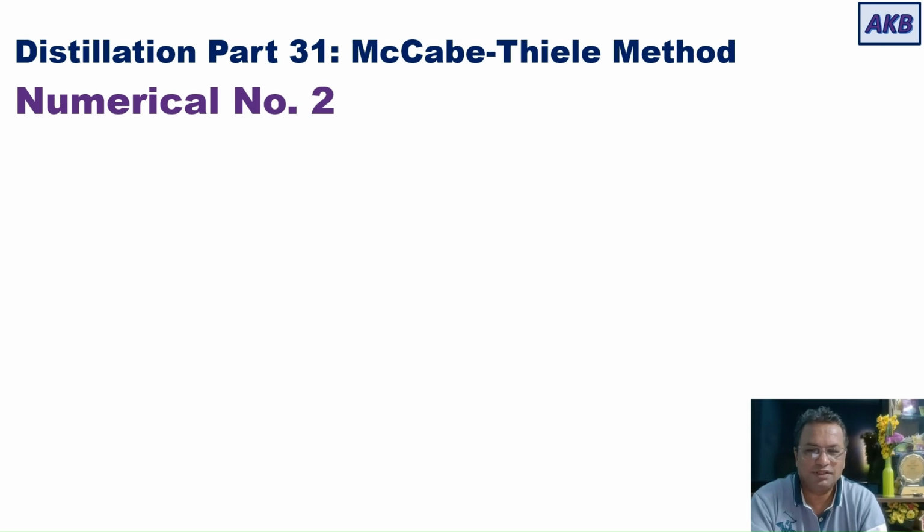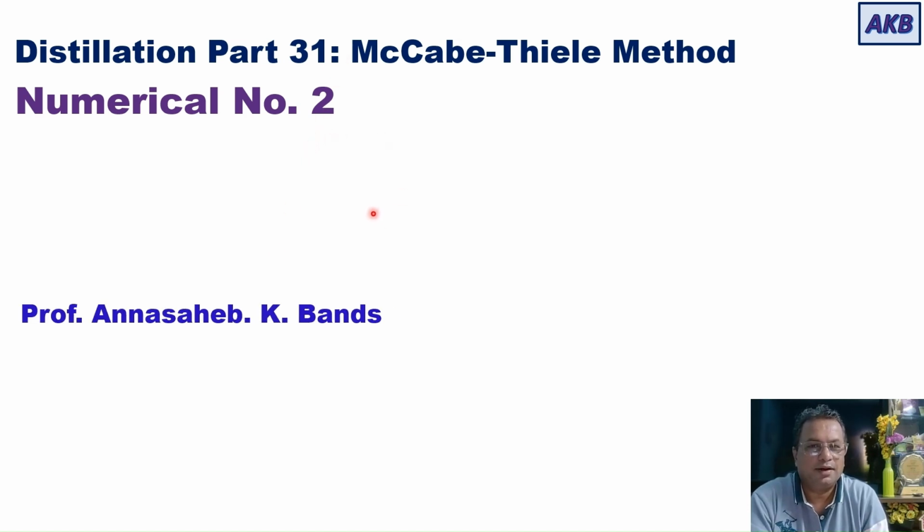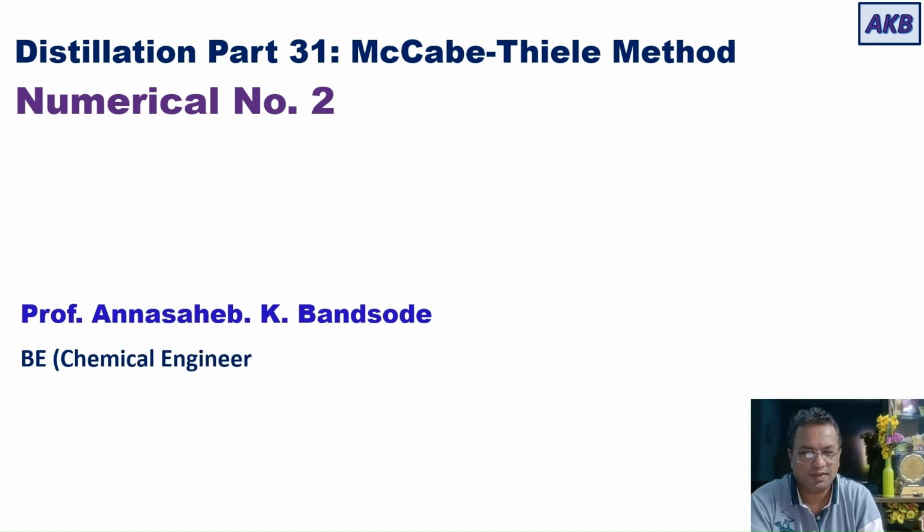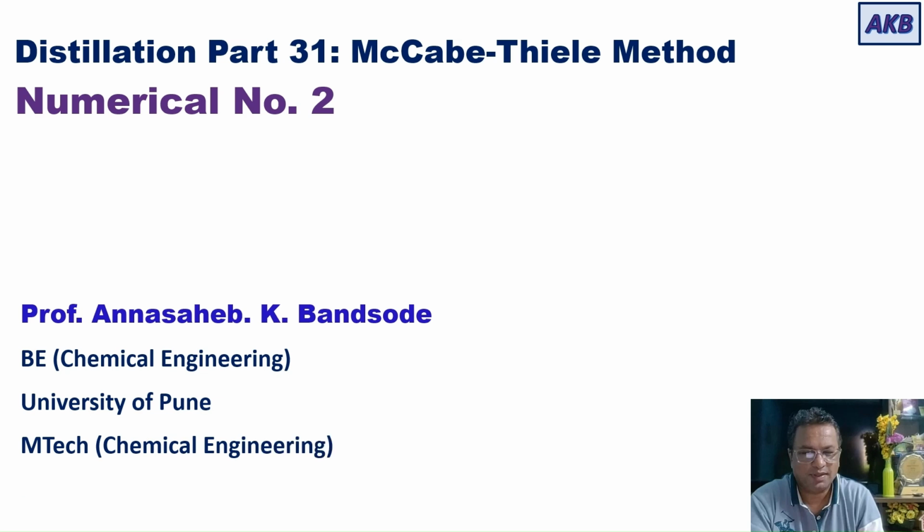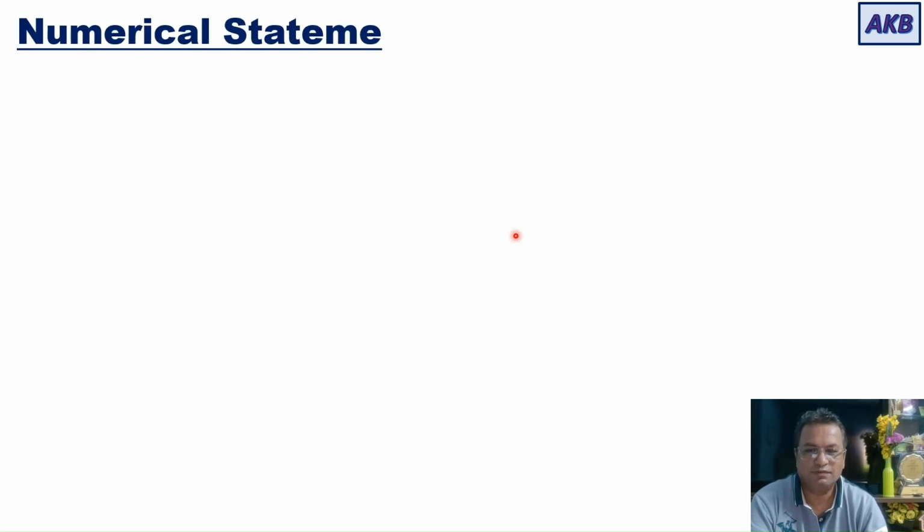Today we will discuss a numerical. This will be the second numerical. That's why I'm calling it numerical number 2. In this particular numerical, you will learn how to find the number of ideal stages, and then you'll learn many other things. So let us first look at the numerical statement.